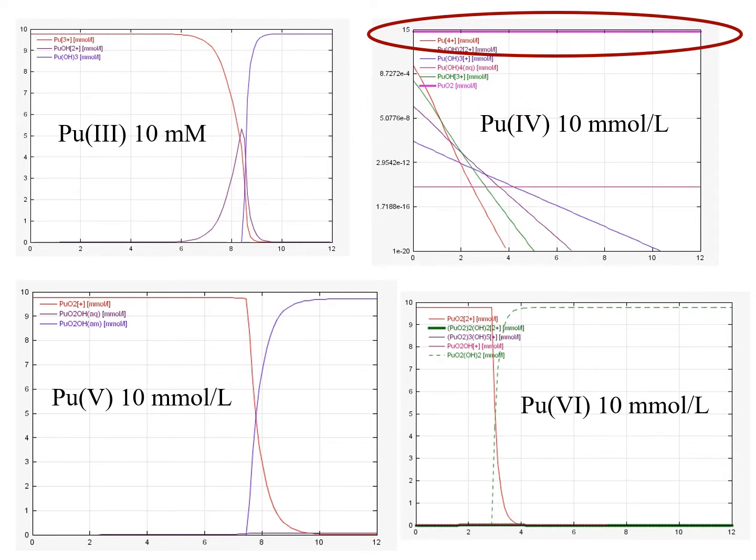Otherwise, the oxidation states are similar to the behavior of other metal ions, where the 5 does not show hydrolysis until around pH 7 or above, and the 4 is in some ways similar to the uranium compound, where you get the hydrolysis around pH 4.